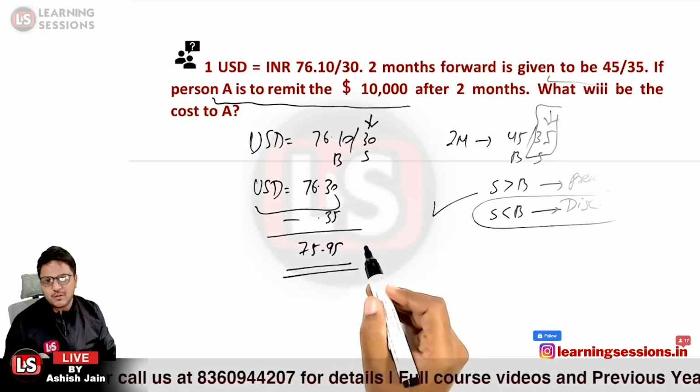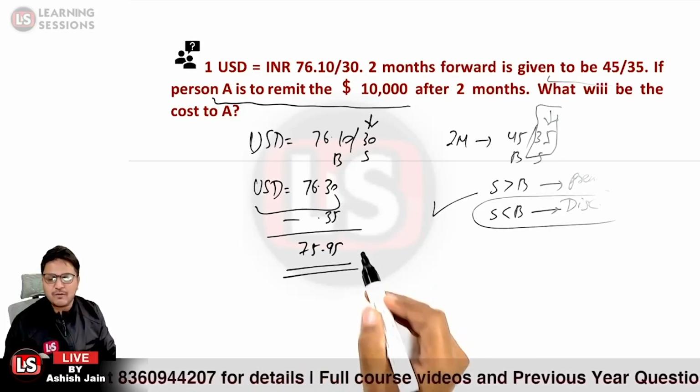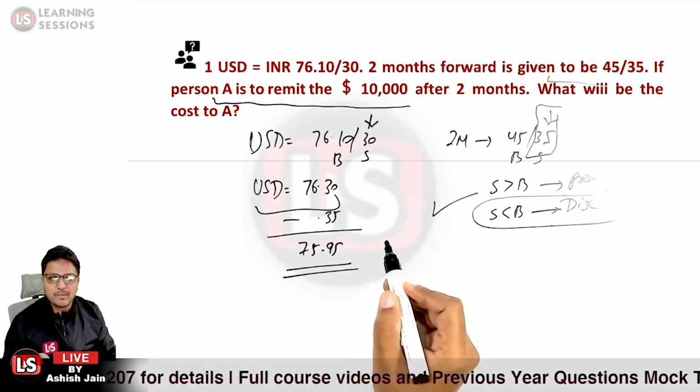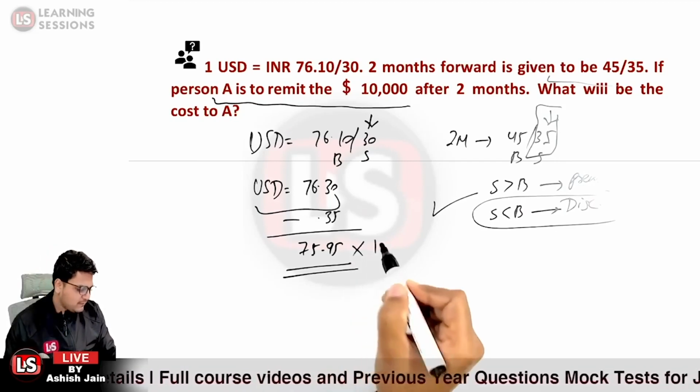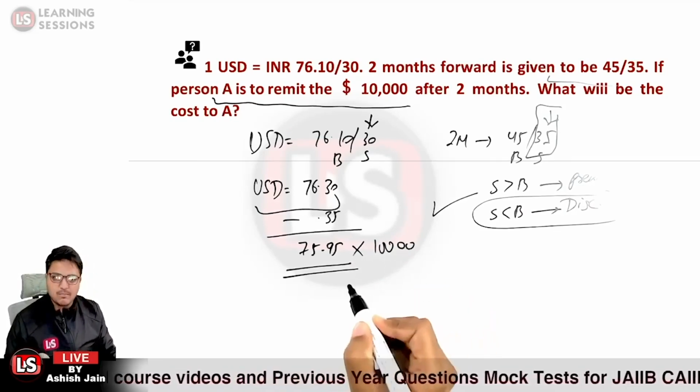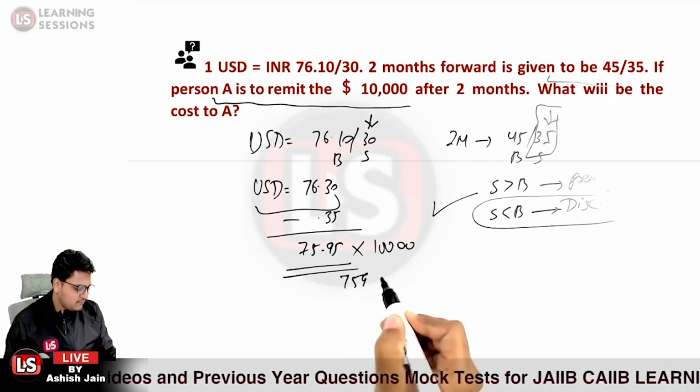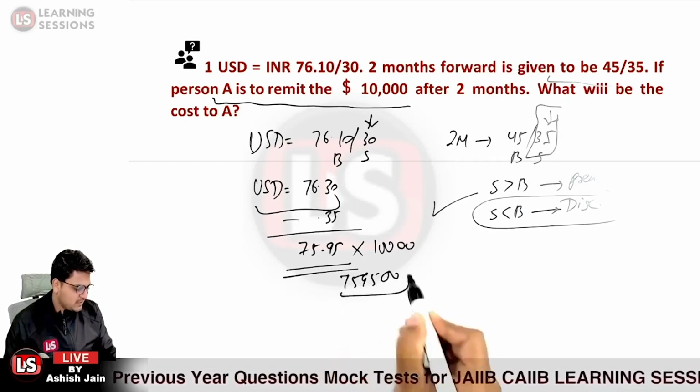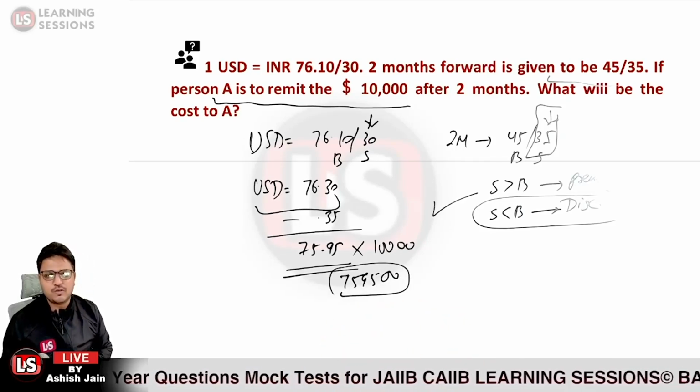Now in this particular scenario, what is the cost? What will it cost the person over here? What will be the answer? It is 75.95 multiplied by 10,000, so it is 759500. So that is the answer to this particular question.